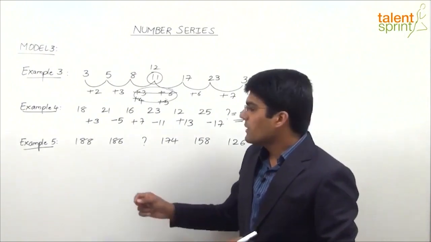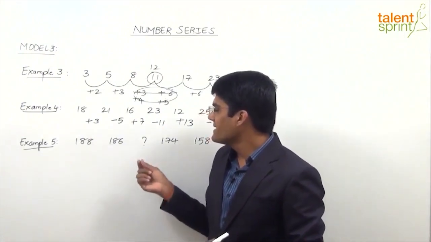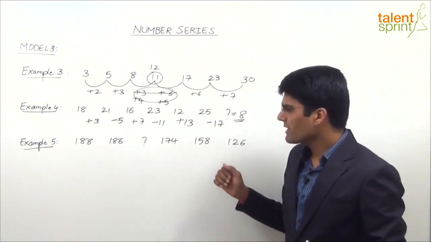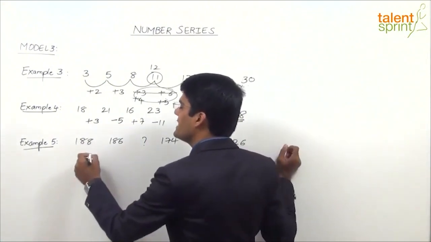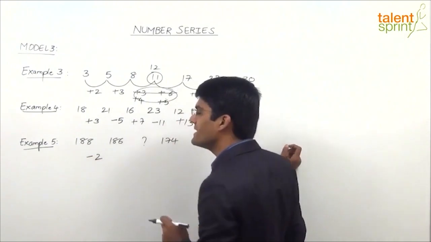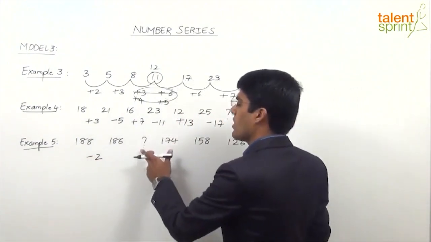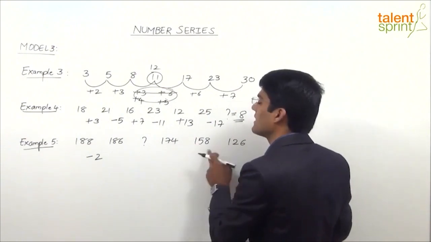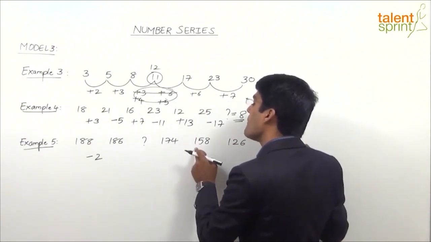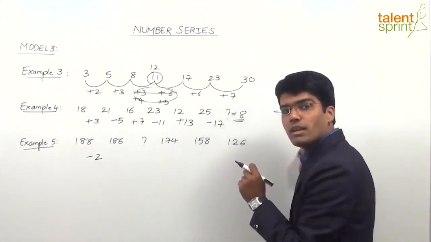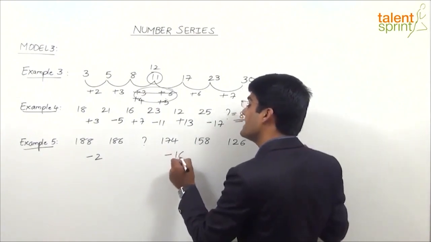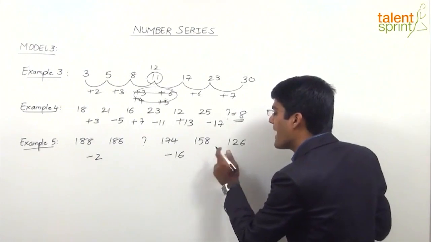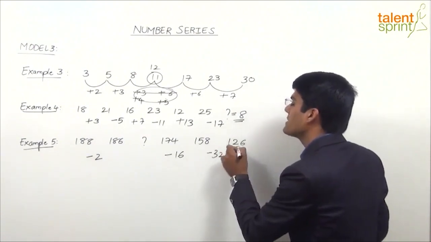Let us now take the last one here. 188, 186, question mark, 174, 158, 126. Let's go ahead with the differences. 188 minus 2 is 186. We're supposed to find out what comes in place of question mark. Let's take the differences between these numbers here. 174 minus what will give us 158? 174 minus 16 is equal to 158. And 158 minus 32 will give us 126.